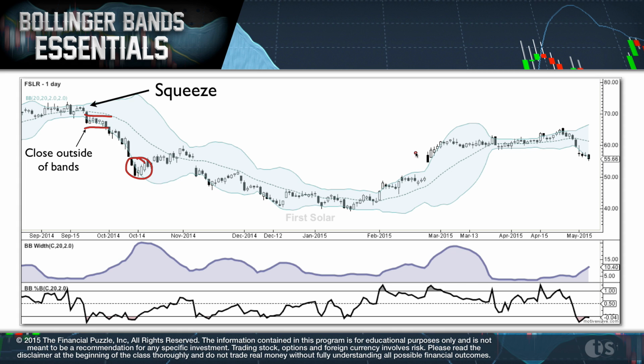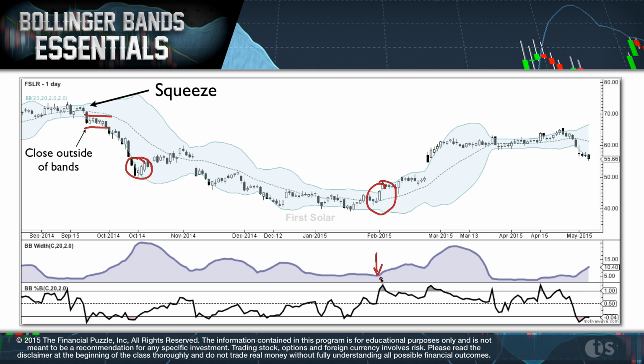Very, very quick trade there with First Solar. Now, I've not got it marked on the chart, but I do have another one over here as well. This one, take a look at this squeeze here in February. The bandwidth was not as low, so it was a lower probability squeeze, but it still worked out just perfect.